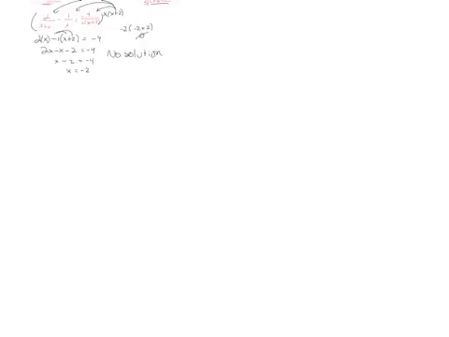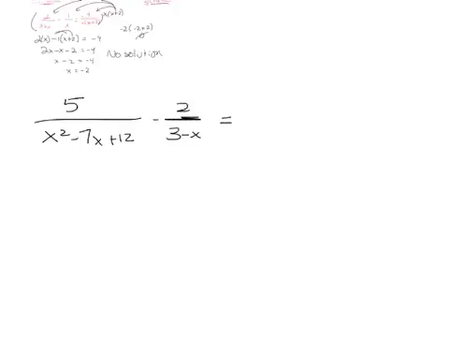So let's try this one. We are going to get the following. 5 divided by x squared minus 7x plus 12 minus 2 divided by 3 minus x equals 5 divided by x minus 4. This one is going to have a very interesting occurrence, and I want you to pay close attention.